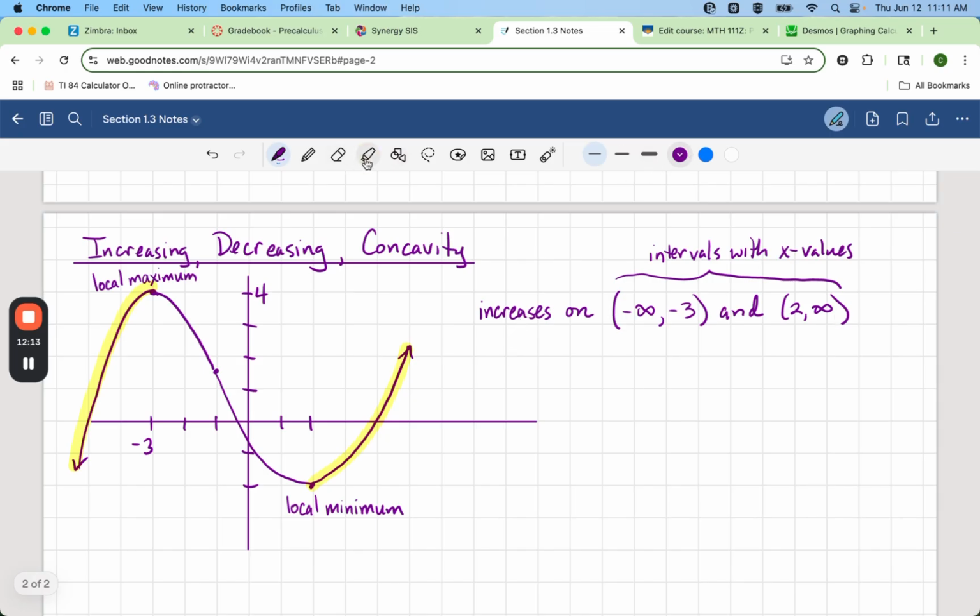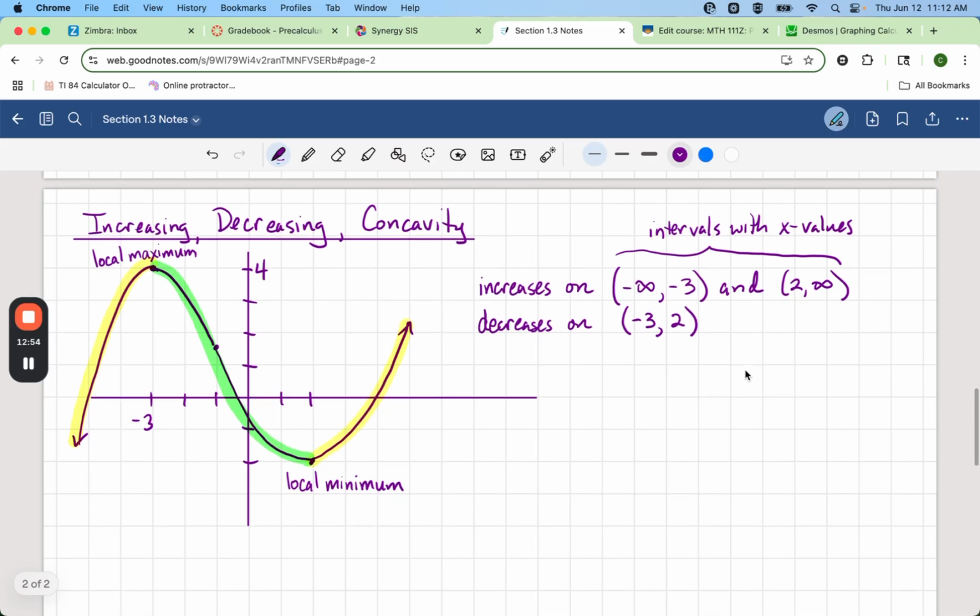In the middle of those two guys, in the middle of the local maximum and local minimum, the graph is decreasing. So we say it decreases on the interval from -3 up to 2. These look like ordered pairs, but they're not, okay? You need to decipher which one it is. Is it an ordered pair or is it an interval? The context of this makes this an interval. And when we describe intervals of increasing or decreasing, we always use x values.